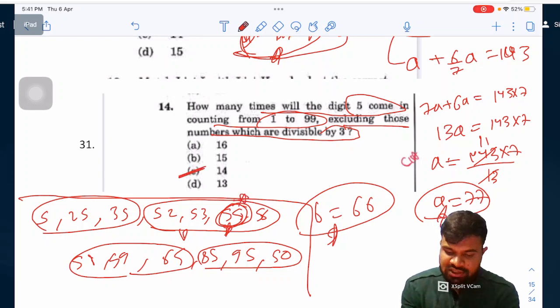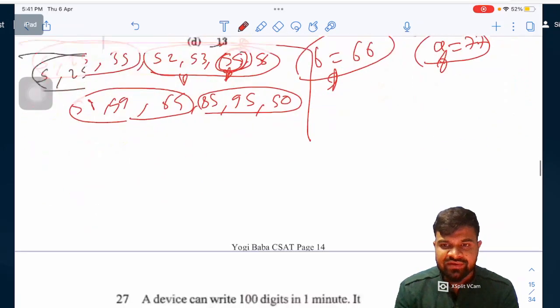This was the catch. 13 was also in the answer, but the 5 comes two times in the number 555. So that is the catch.